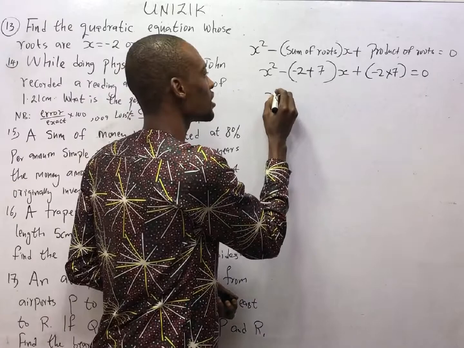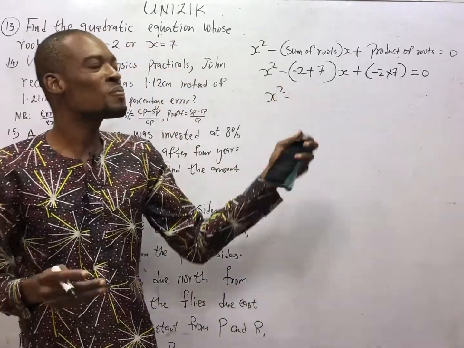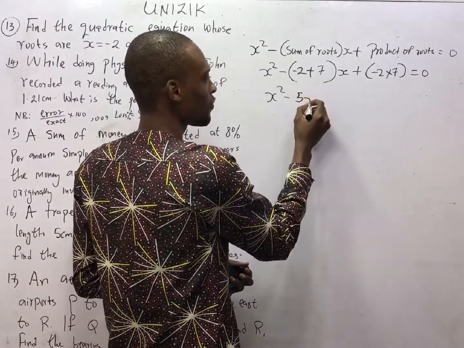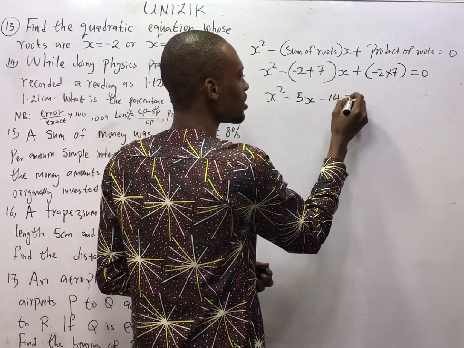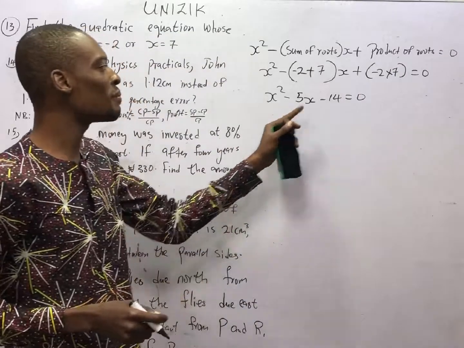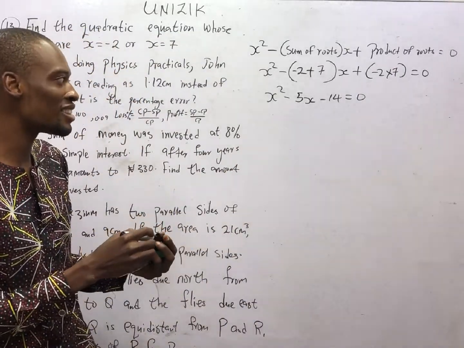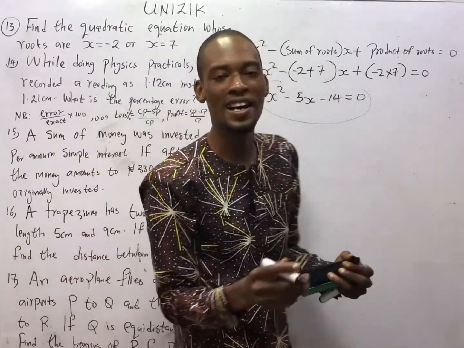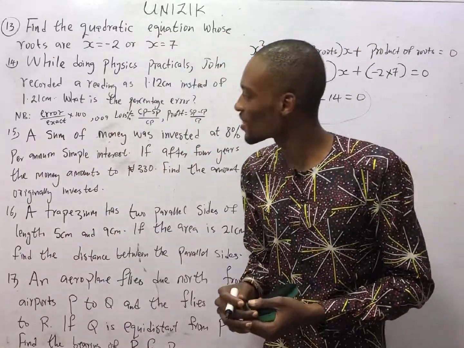So s squared minus, 2 plus 7, that is 5, 5 times s, 5s, minus 14 is equal to 0. So s squared minus 5s minus 14 is equal to 0. That is the quadratic equation whose roots are minus 2 and 7.